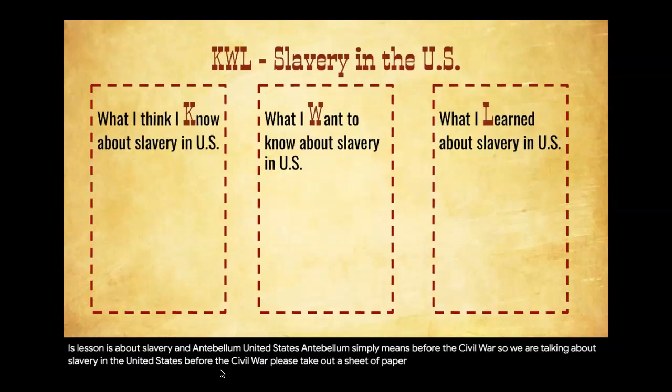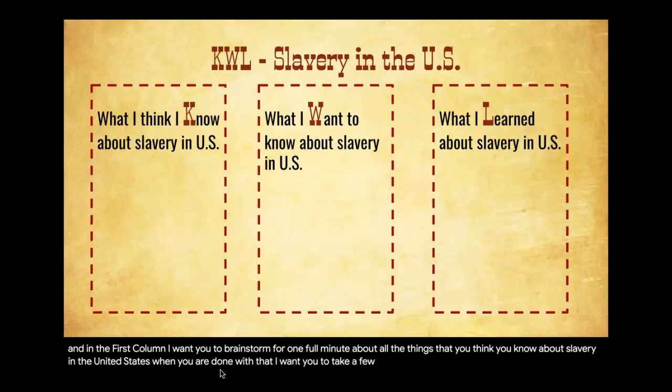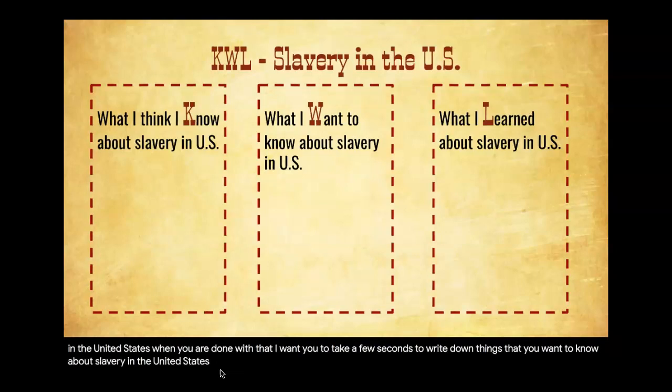Please take out a sheet of paper, and I would like for you to create a KWL chart. In the first column, I want you to brainstorm for 1 full minute about all the things that you think you know about slavery in the United States. When you're done with that, I want you to take a few seconds to write down things that you want to know about slavery in the United States. And then at the end of this lesson, or as a way to review the lesson tomorrow, write down the things that you learned about slavery in the United States.